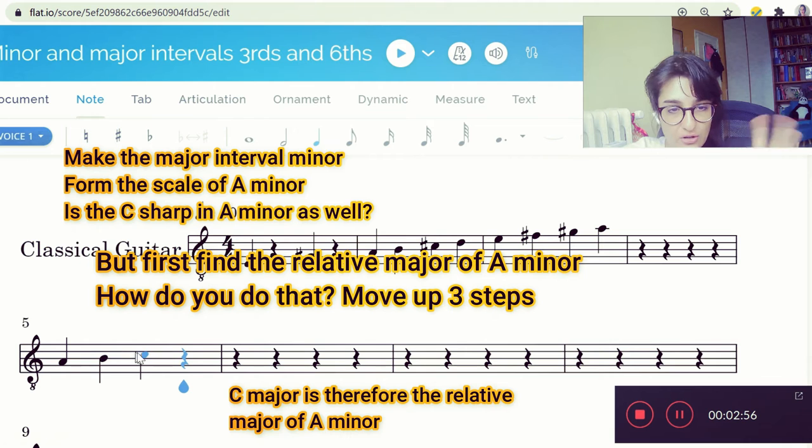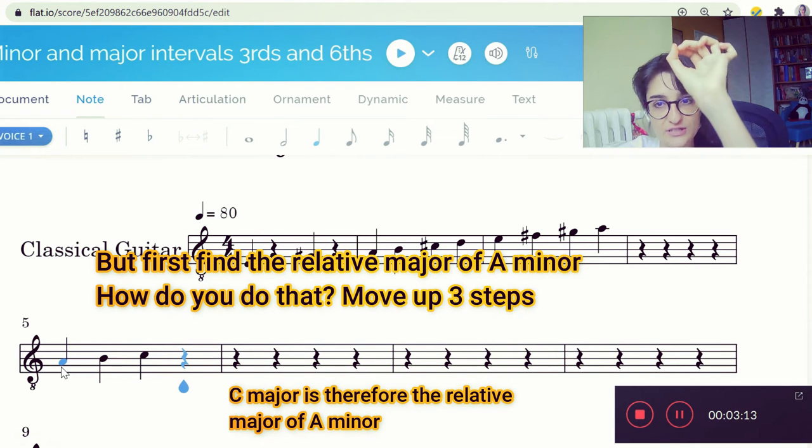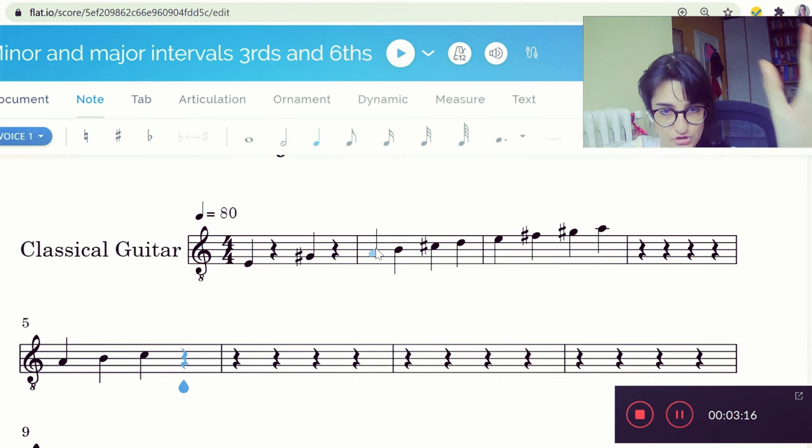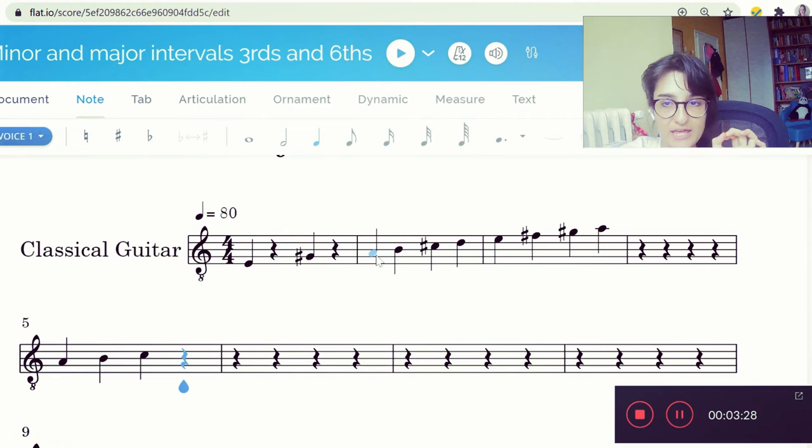Why are we doing all of this? We're doing this to find out whether the C is sharp or not in A minor. And because C major is going to have the same key signature of A minor, we found it. So, A minor, okay? How did we get to that? From a major third to a minor third. A to C sharp is major because the C is sharp in the scale of A major.